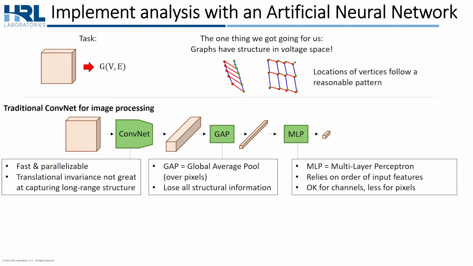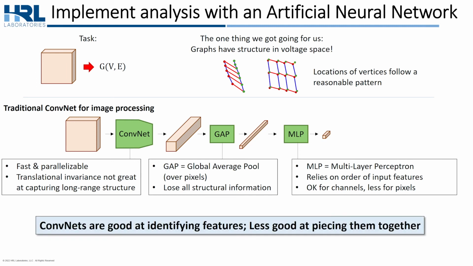Then in a normal convnet pipeline, the output of that convnet goes into a global average pool, which averages over all the pixels. There we'd lose all structural information, so this global average pool is something we probably want to stay away from. And then finally, there's an MLP. This MLP typically operates over channels, which makes a lot of sense. If we do want to apply it over pixels or voltage space, we can. We just need to be a little more careful. But overall, convnets are great at identifying features, and that's a strength. But when it comes to piecing them together, they struggle a little bit, and so we need to be careful.